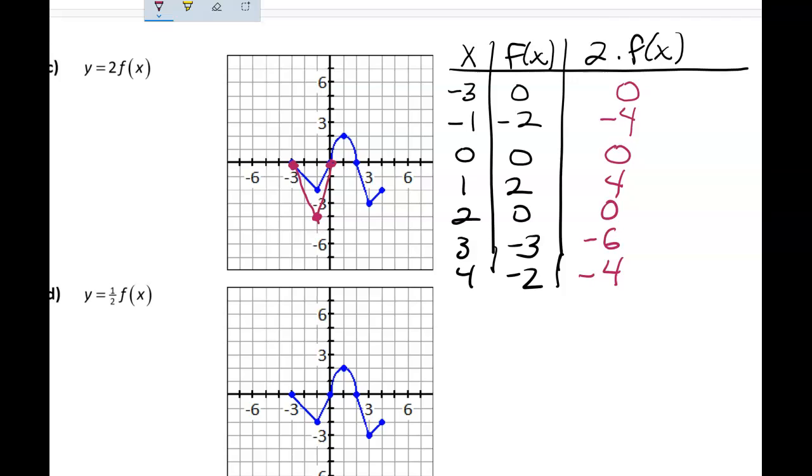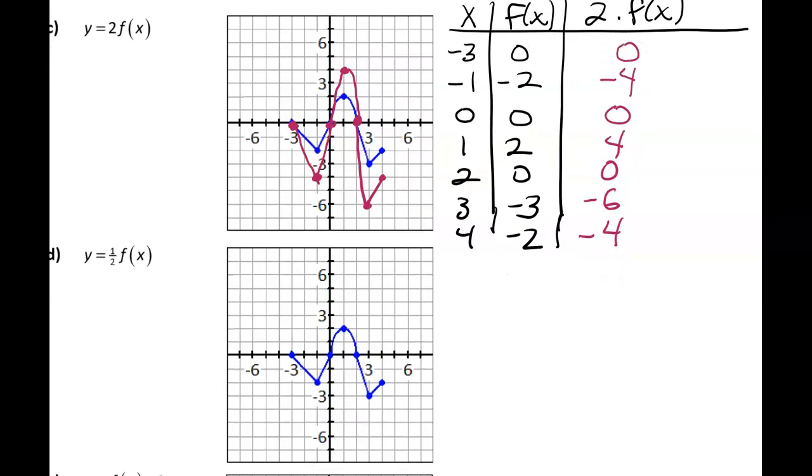And then we have 1, 4, 2, 0. There's what the second part looks like. And then finally 3, -6, and 4, -4. So there's the last part. You'll recognize this one as a vertical stretch. Notice the points that are on the x-axis stayed where they were. All right, let's check out the next transformation.